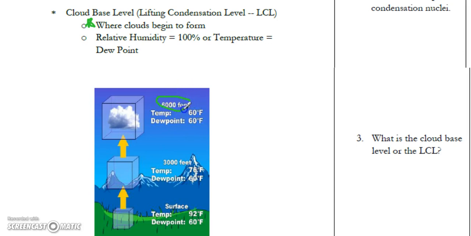Here at 6,000 feet, temperature and dew point are equal, okay? So you'll notice clouds are forming because in order for a cloud to form, temperature and dew point have to be the same. So the cloud base level, or this LCL, would be at 6,000 feet in this diagram, and this is just where clouds can begin to form or where your temperature meets your dew point. So if you are going to have a cloud on the surface, remember, temp and dew point would have to be the same, and that would be known as fog. Okay, and I'm sure we've all seen fog before.